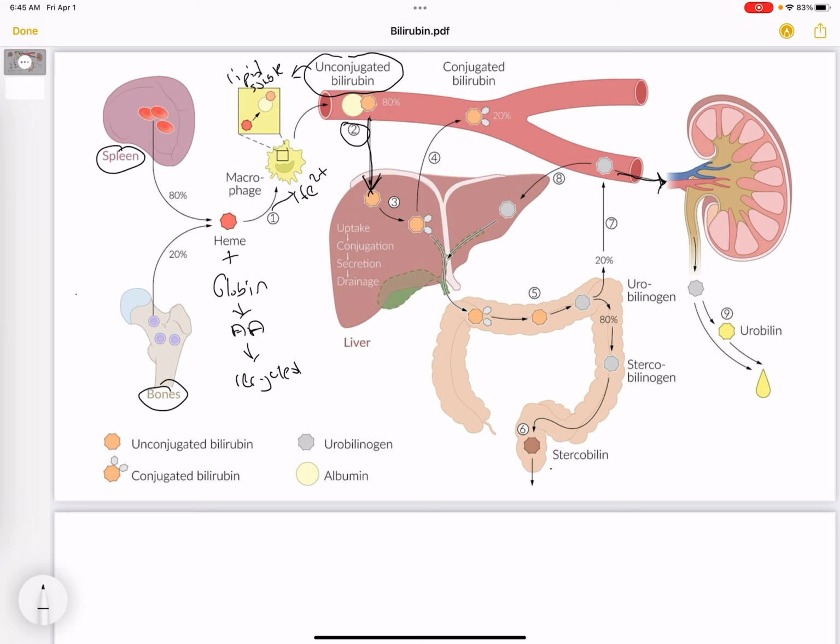Now, in order to make it water soluble, the unconjugated bilirubin is going to go through a reaction. And we see that in step number 3. Glucuronic acid is going to be added to the unconjugated bilirubin to make it water soluble, and now it is going to be called conjugated bilirubin. And we see that over here.